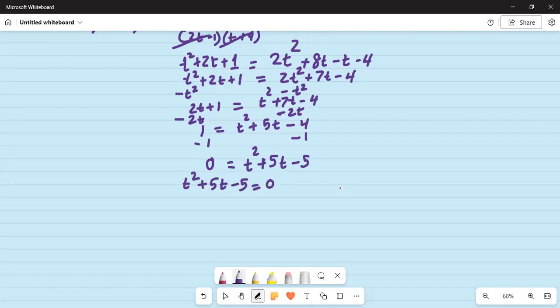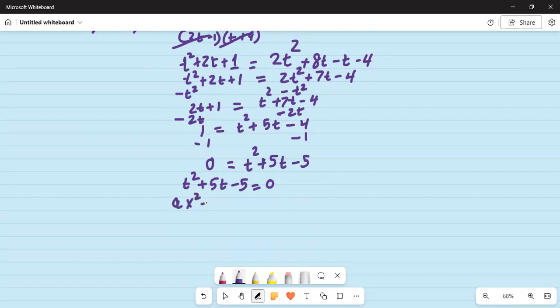Now we are looking for two factors of this constant term minus 5, which when added together will give you a 5. Okay, will give you a 5. That does not look like a possibility. So let's use the quadratic formula.